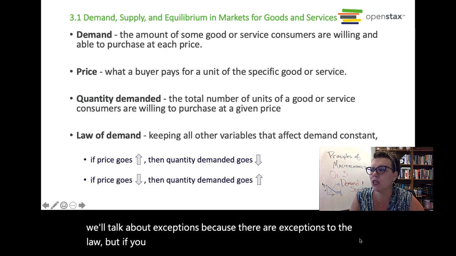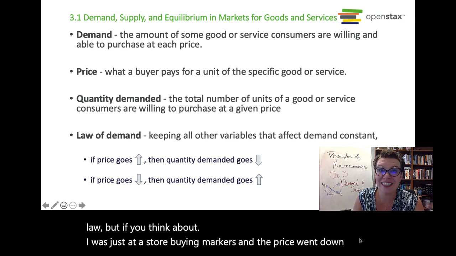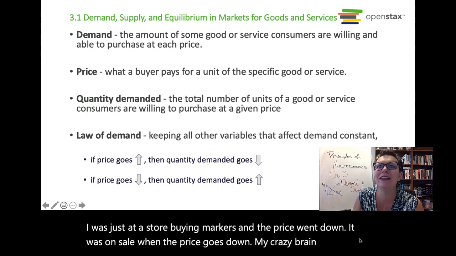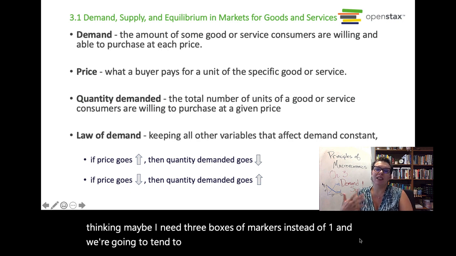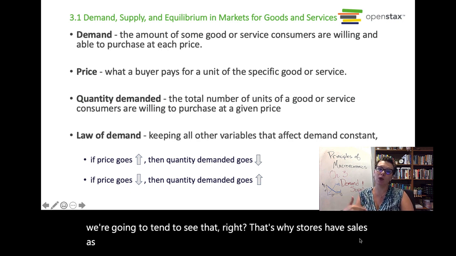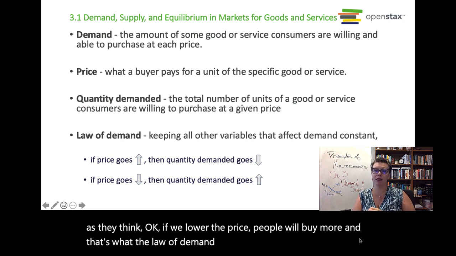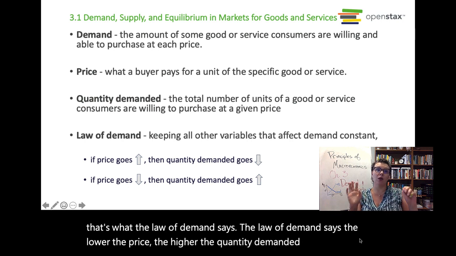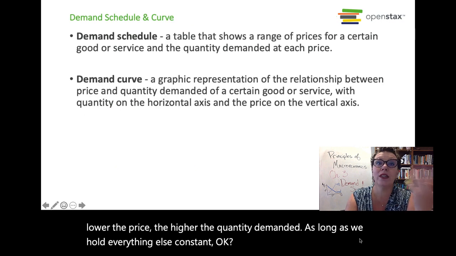But if you think about, I was just at a store buying markers and the price went down. It was on sale. When the price goes down, my crazy brain starts thinking maybe I need 3 boxes of markers instead of 1. And we're going to tend to see that, right? That's why stores have sales, they think, okay, if we lower the price, people will buy more. And that's what the law of demand says. The law of demand says the lower the price, the higher the quantity demanded, as long as we hold everything else constant.